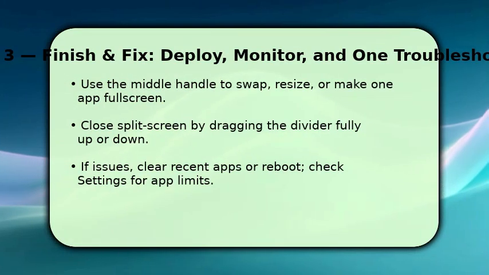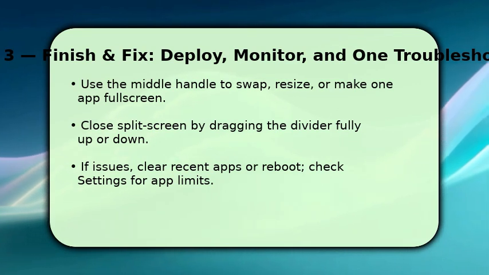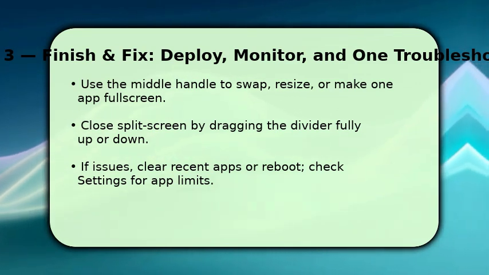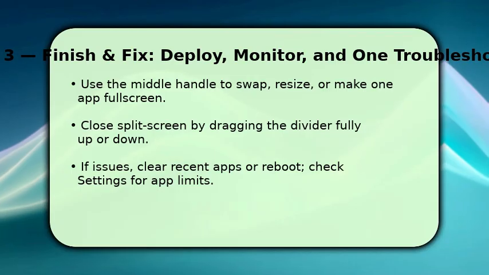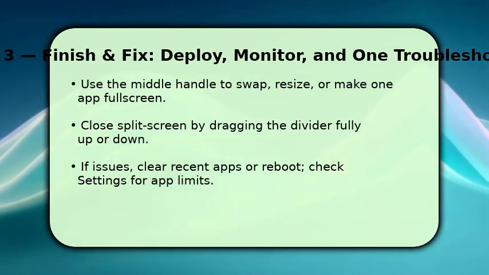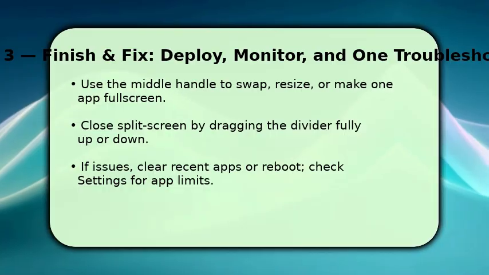To finish, adjust the middle handle. Swap apps, resize, or drag fully to make one app full screen. That ends split screen. If you want to close it, drag the divider completely up or down or press Home to exit. If something goes wrong, reboot the phone first.